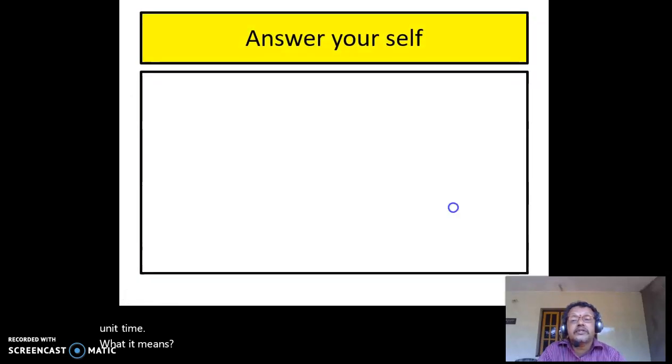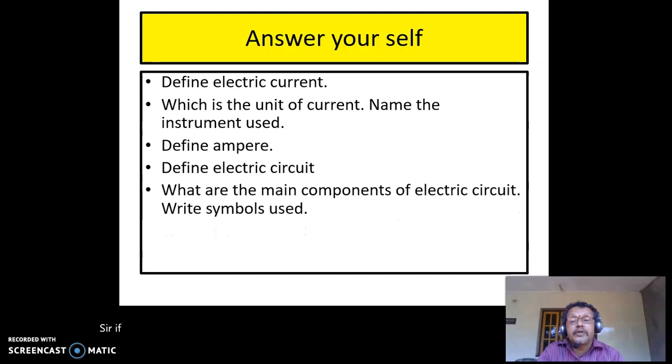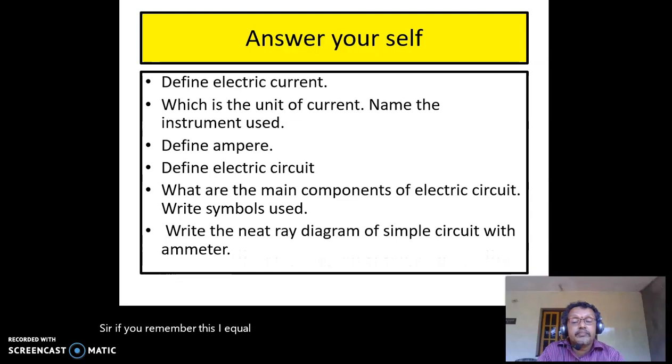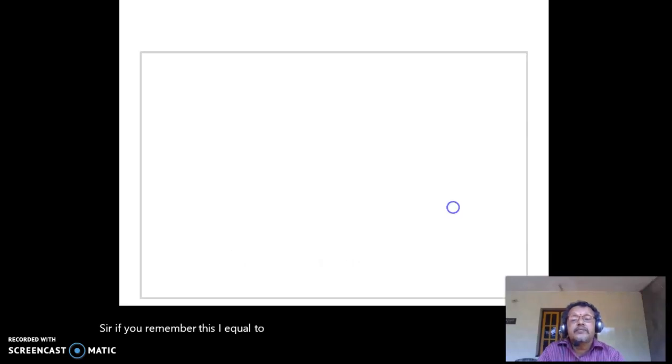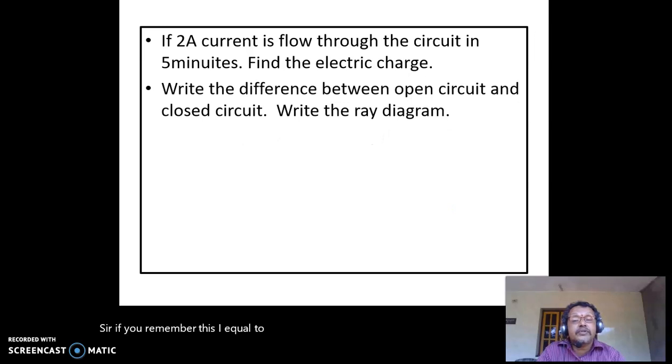Try to answer these questions yourself. Define electric current. What is the unit of current? Name the instrument used to measure it. Define ampere. Define electric current. What are the main components of an electric circuit? Write the symbols used. Draw a neat diagram of a simple circuit with an ammeter. If 2 A current flows through the circuit for 5 minutes, find the electric charge. Write the difference between an open circuit and a closed circuit. Draw the circuit diagram.